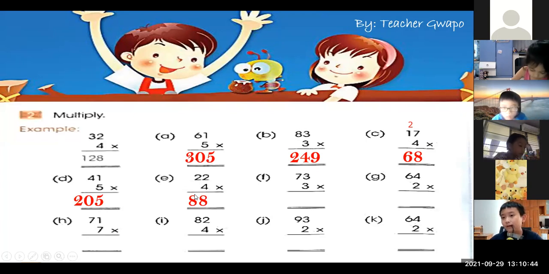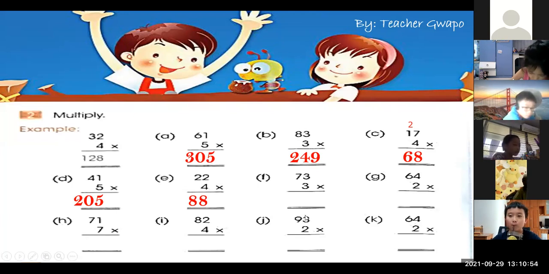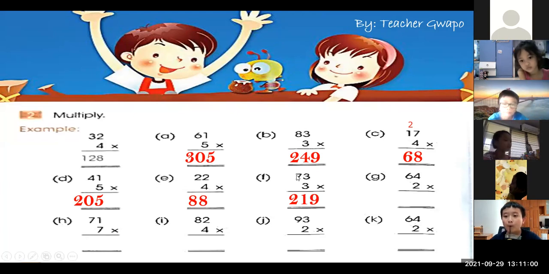Letter F, 73 times 3. 219. 219 is correct, because 3 times 3 is 9, and 7 times 3 is 21. So we have 219.